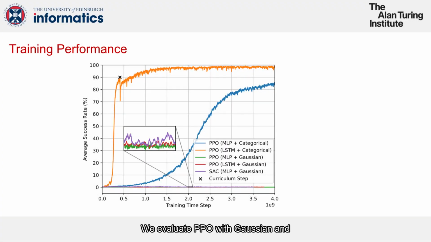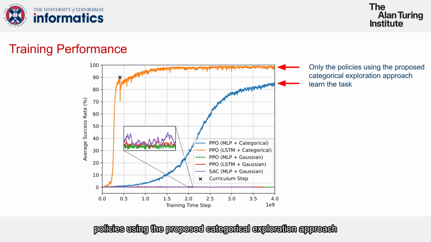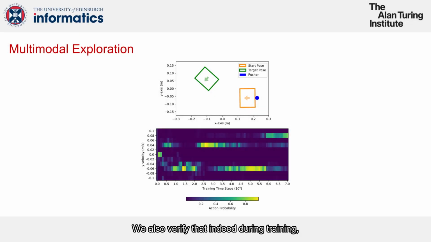We evaluate PPO with Gaussian and categorical exploration, as well as MLP and LSTM architectures for the policy and value functions. We also evaluate SAC with Gaussian exploration as a baseline for comparison with previous work. We find that only the policies using the proposed categorical exploration approach manage to learn the task. We also verify that indeed during training, when using the proposed categorical exploration approach, the action distributions often exhibit multimodal exploration strategies.